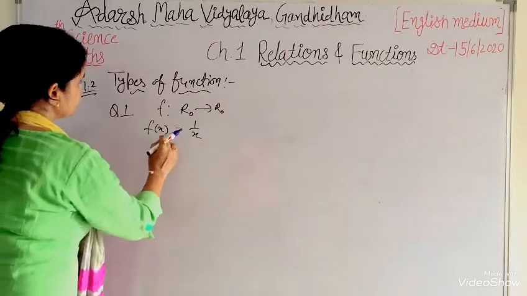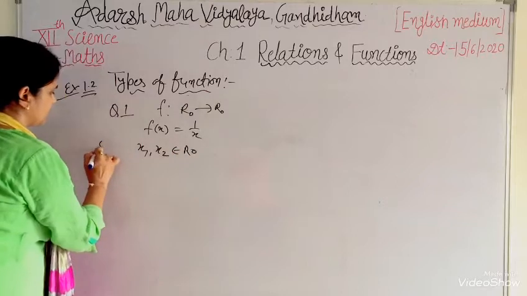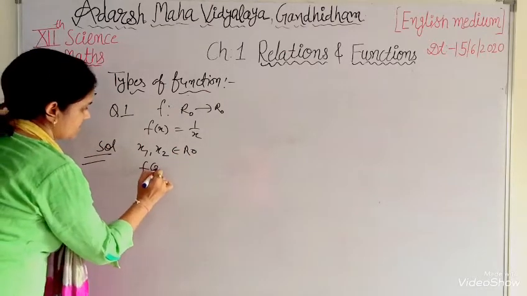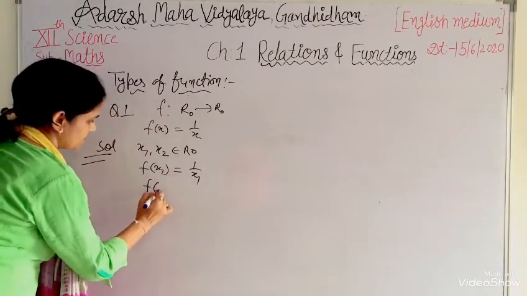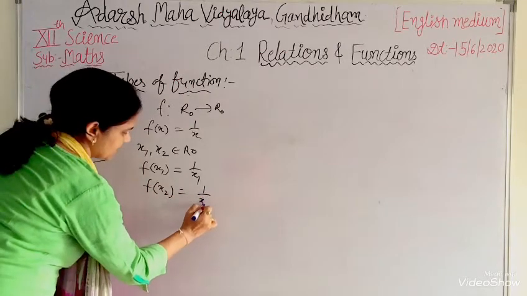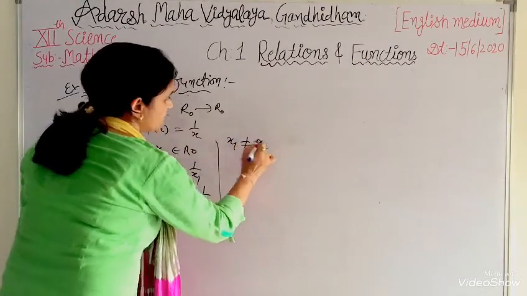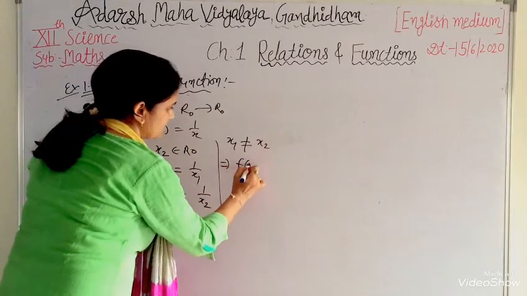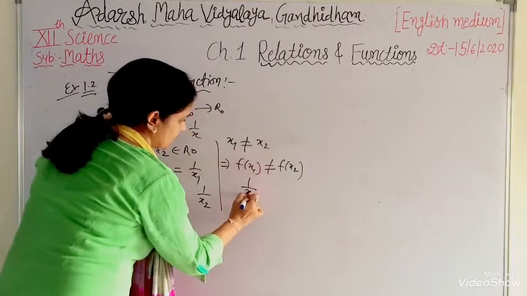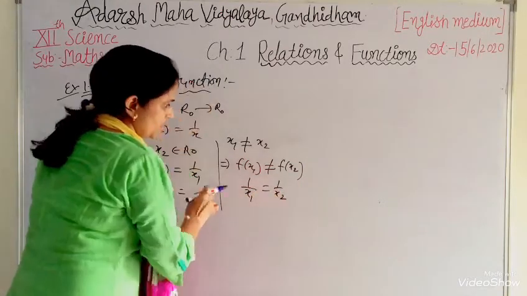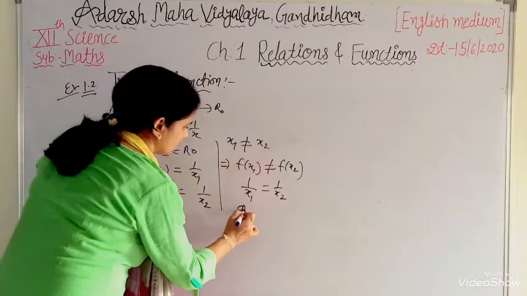First, students, see, x1, x2 belong to R0. Image of x1, f(x1), is 1 upon x1. Image of x2 is 1 by x2. And if x1 is not equal to x2, that implies the image of x1 is also not equal to the image of x2, since it is 1 by x1 and it is 1 by x2. So images are different for the distinct elements. So it is a one-one function.